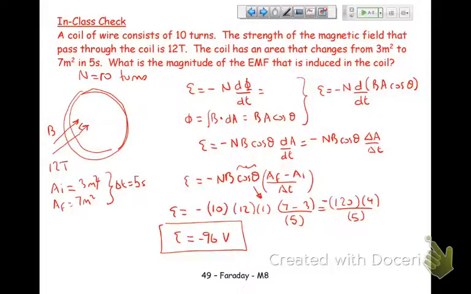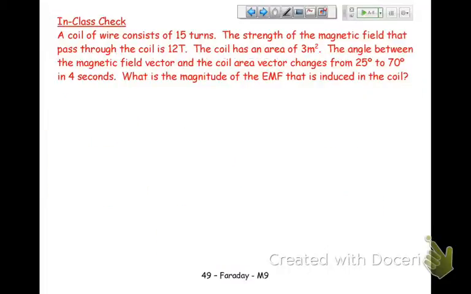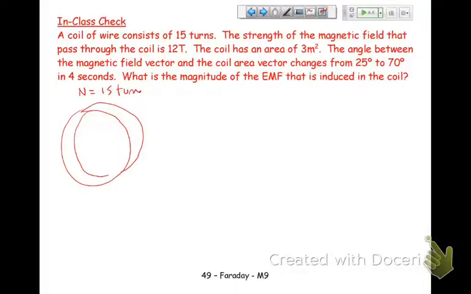Okay. I'm going to try and do the last one because it just completes this little thought. And there's a common mistake with this last one. So I have a coil which is 15 turns, and I have a magnetic field of 12 Tesla, and the area is going to be 3 square meters.